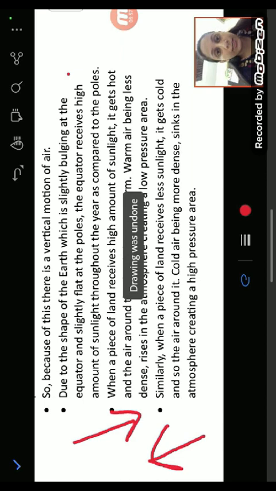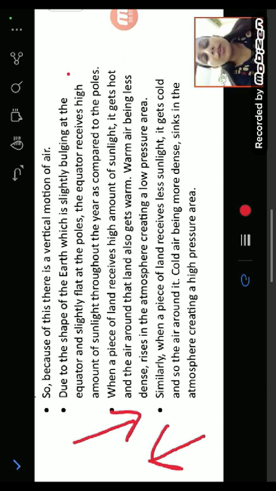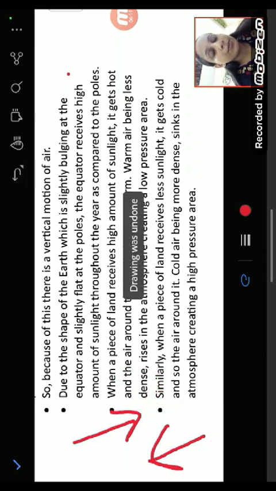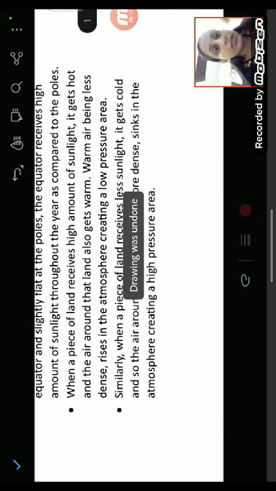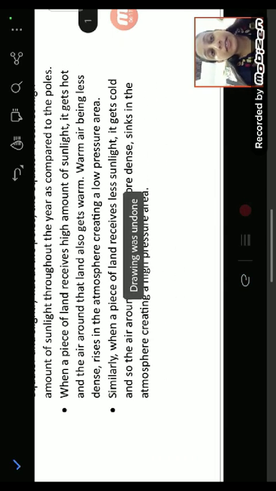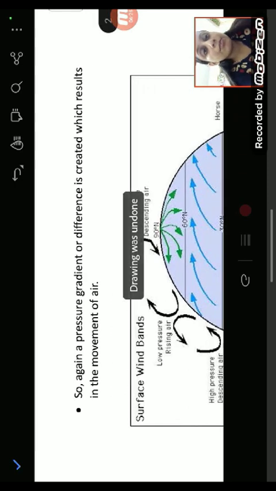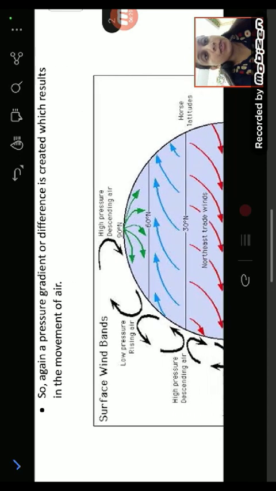So whenever warm air rises, it creates a low pressure area, and whenever cold air sinks, it creates a high pressure area. So this is the very important thing to remember. Whenever air gets warm, it will rise, creating a low pressure area, and whenever air gets cold, it will sink and create a high pressure area. So again, a pressure gradient is created, means a difference in pressure is created, which results in the movement of air.